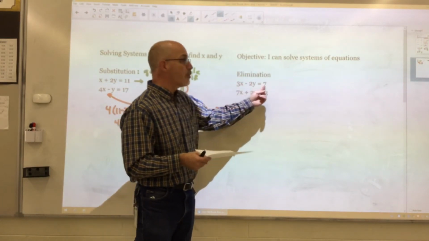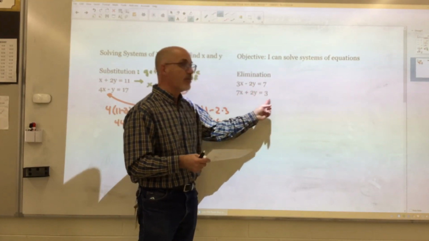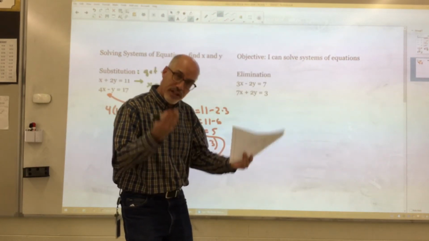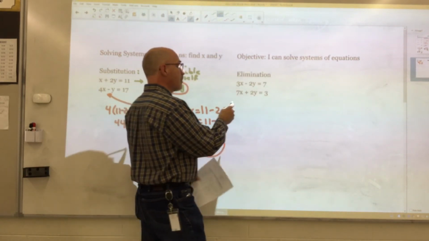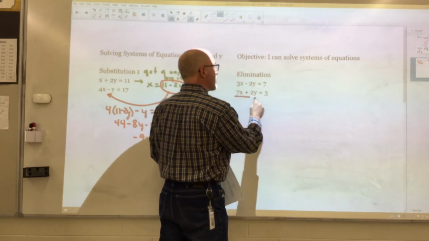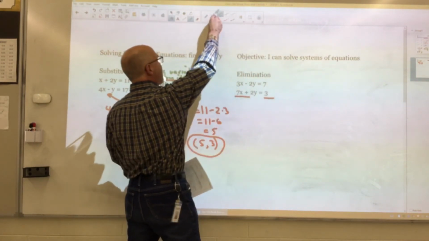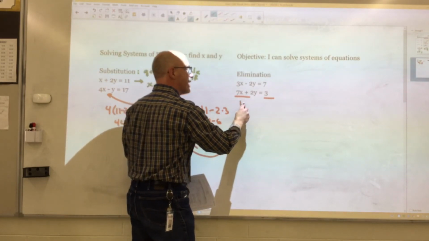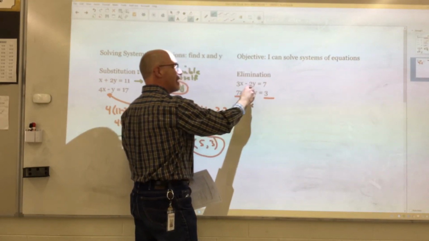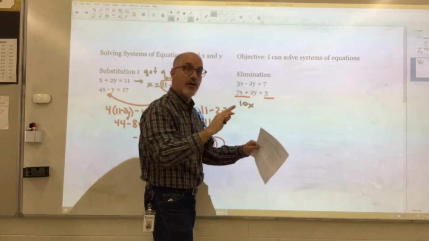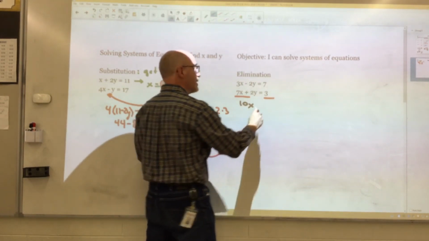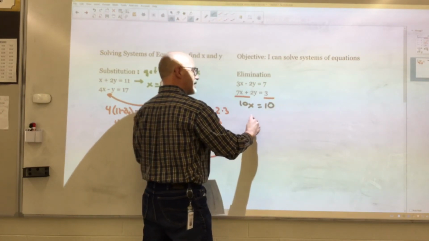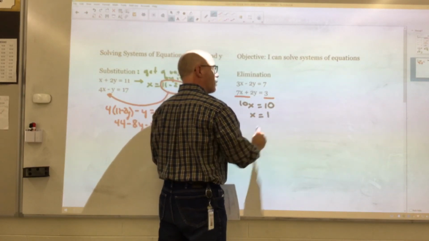So if this equals that, and this equals that, since they're equal, I can add them. Equal things you can add. And so what I'm going to do here is just add straight down. When I add these straight down, I get 3x plus 7x is 10x. Negative 2y plus 2y, they're gone, no more y's. 7 plus 3 gives me 10. Divide by 10 on both sides, you get x equal to 1.